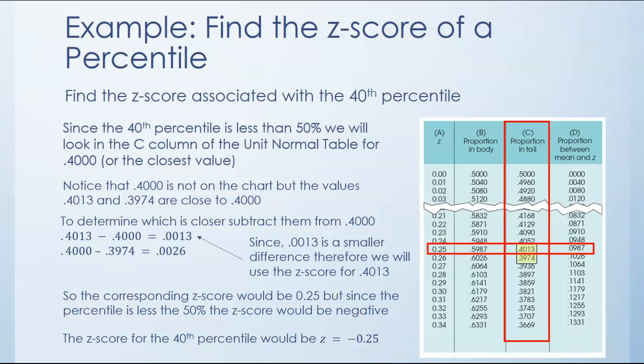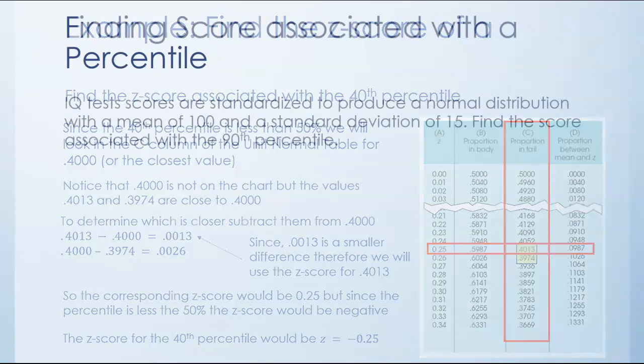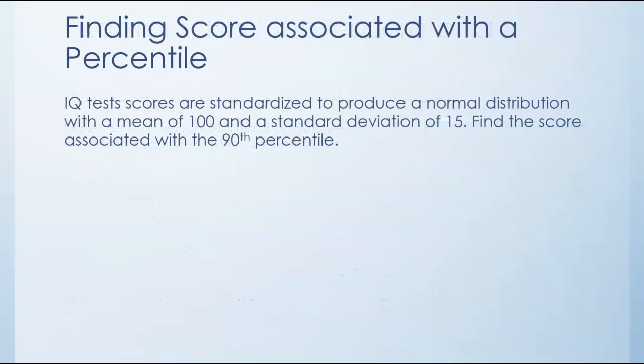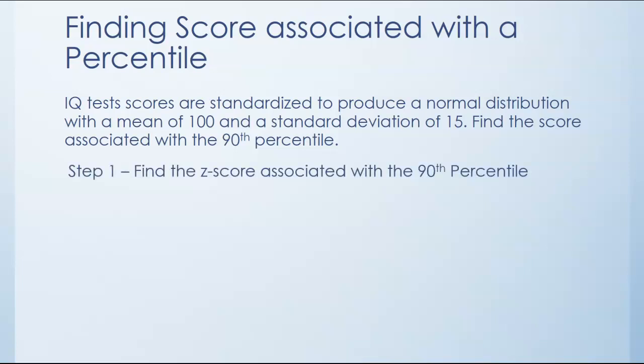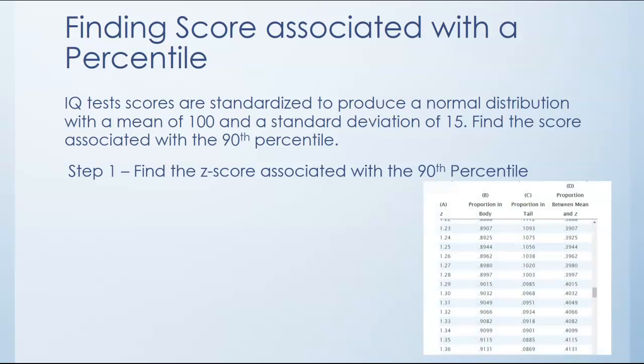Now you might be saying, why did we go through all of this process to figure out the z-score? Because in the next example I'm going to give you the mean and the standard deviation, and I want to figure out what score is associated with a certain percentile. We're going to do this for the IQ test. IQ tests are a standardized test. On a normal distribution, it has a mean of 100 and a standard deviation of 15, and we want to find the score associated with the 90th percentile. Since the 90th percentile is a positive value, we are going to be looking in column B.